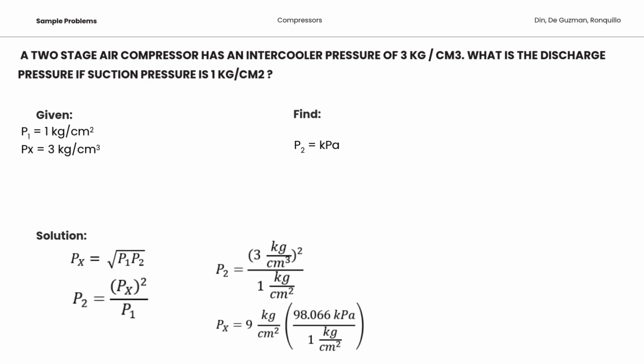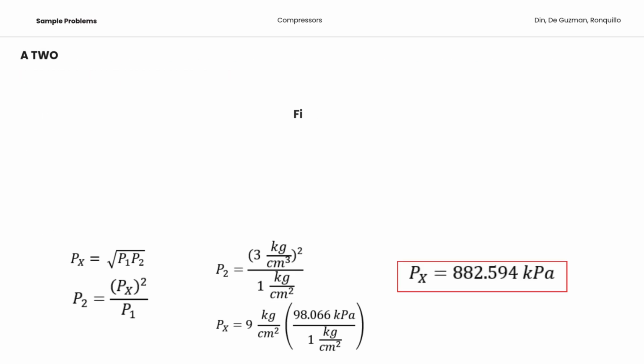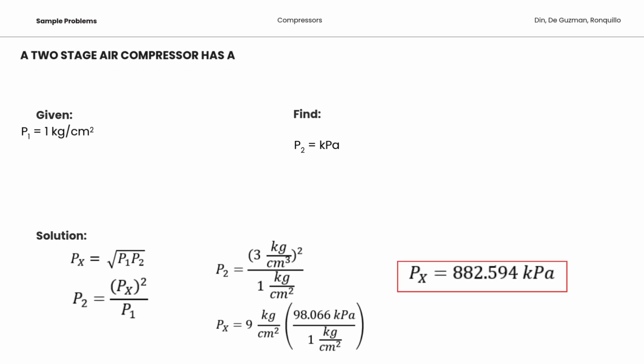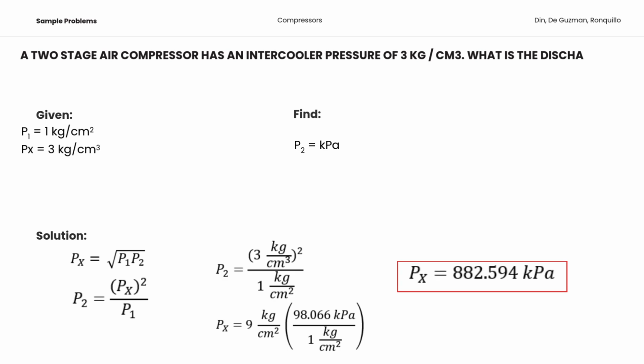Then, convert lang natin siya sa kPa, which is multiply lang natin siya sa 98.066. Ang makuha nating value ay 882.594 kPa ang ating discharge pressure.